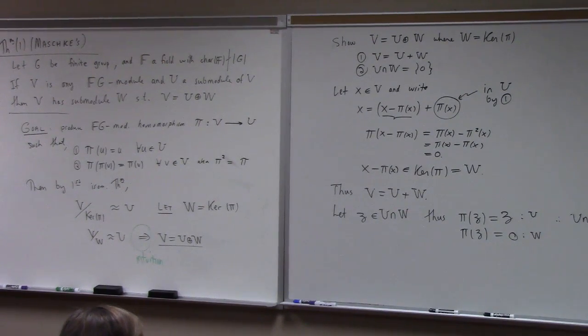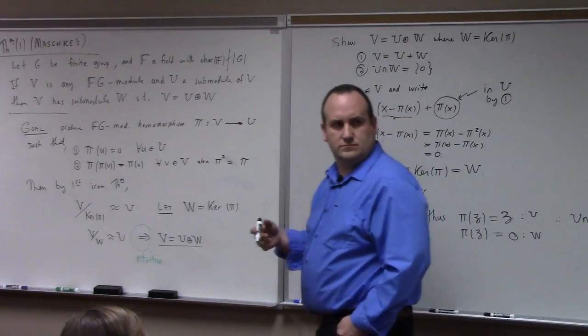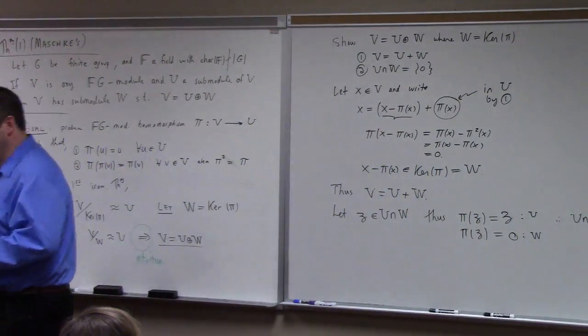If we can construct such a module homomorphism, then we have shown that U has a direct summand W, which is formed by the kernel of the module homomorphism. Well, that's interesting.